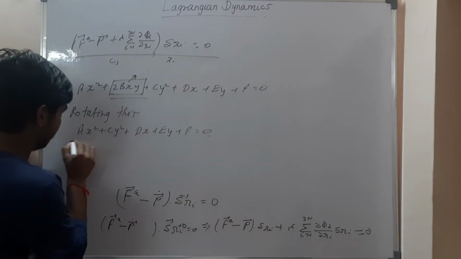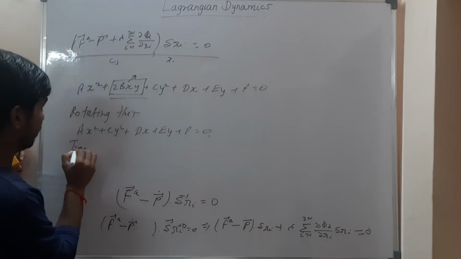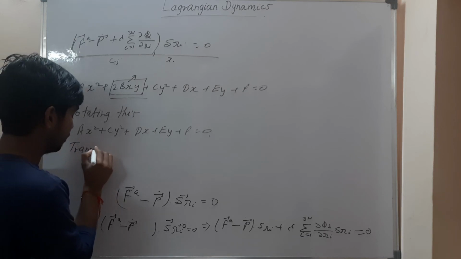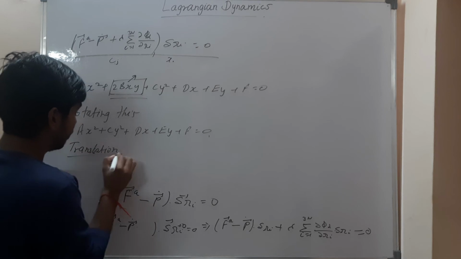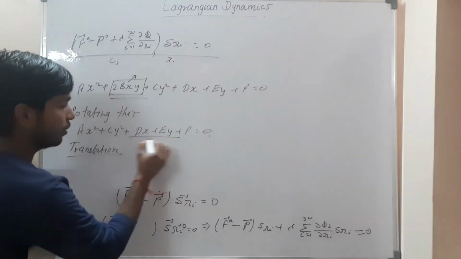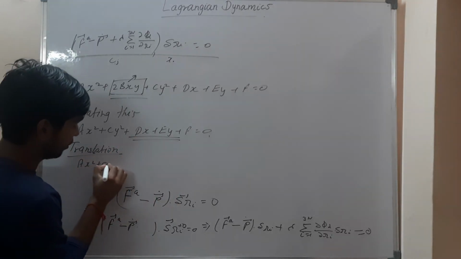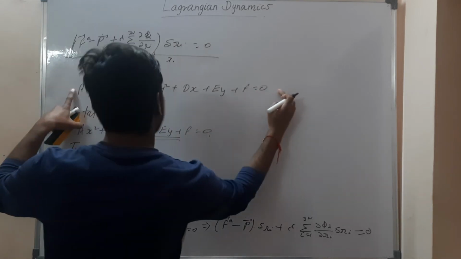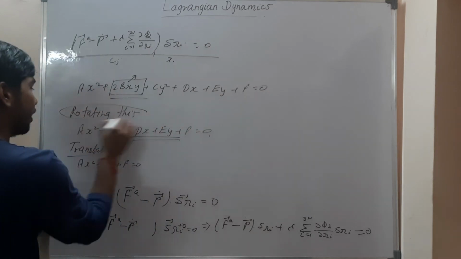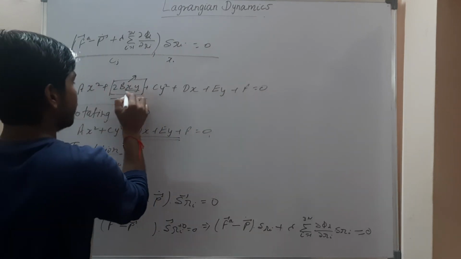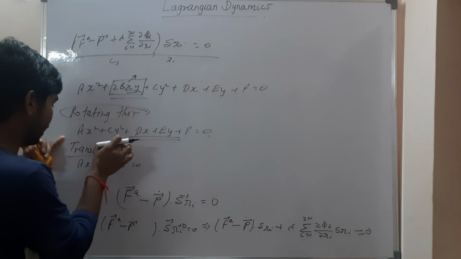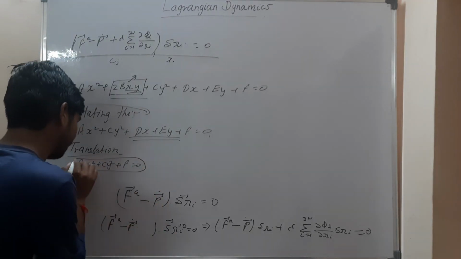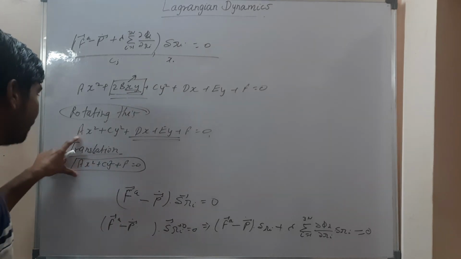Similarly, we do translation of the coordinates, and we remove the x and y terms, and we get f equal to 0. So by rotating and translating, we had an equation this lengthy, and by rotating, our work became easy because the xy term got automatically vanished. Similarly, by doing translation, the x and y terms got vanished, so we got a simple equation which we can solve easily. The same thing we are doing in this one.